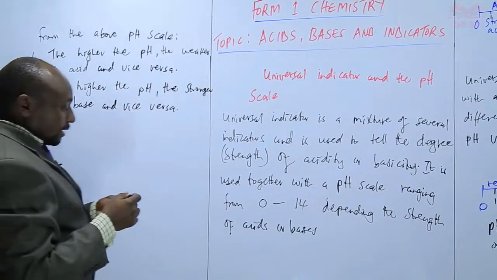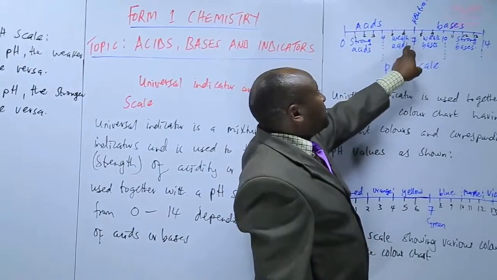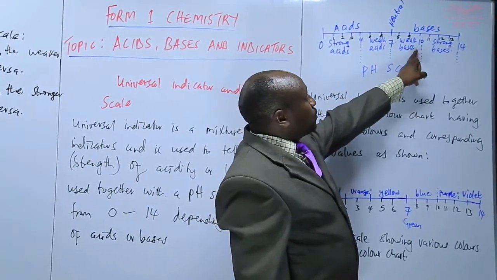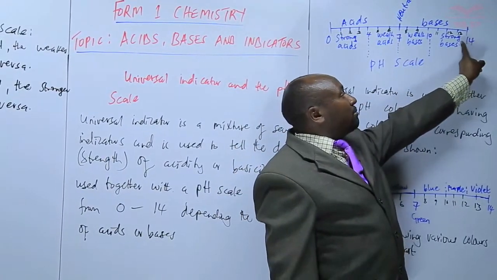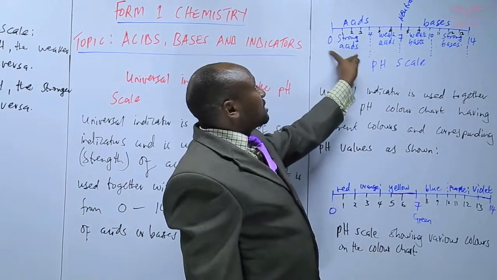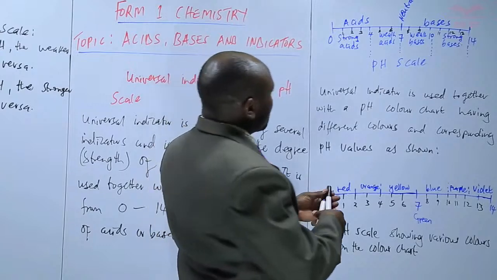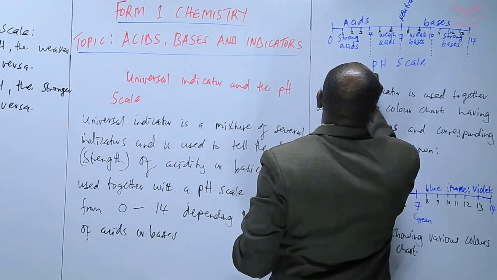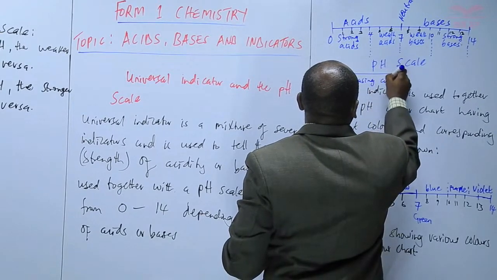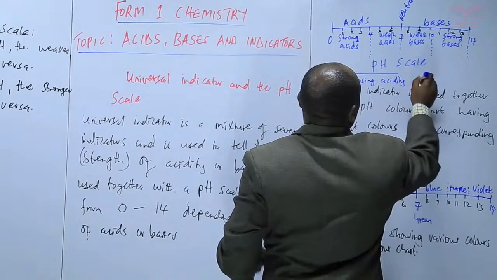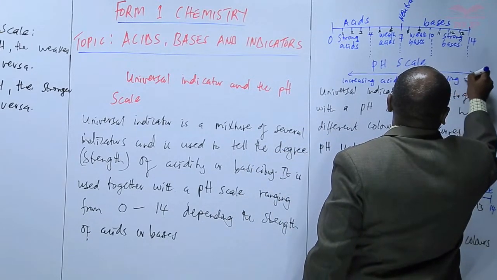An easier way of telling whether an acid is strong or weak: as you move closer to 7, the acid becomes weak. As you move closer to 7 on the base side, the base also becomes weak. As you move towards 14, the bases become strong. As you move towards 0, the acids become strong. So in this direction, we have increasing acidity, and on the other side, we have increasing basicity.